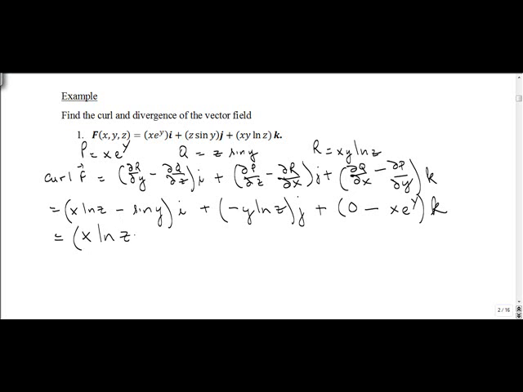x ln z minus sine y, i, minus y ln z times j, minus x e to the y times k. Okay. So that's curl.